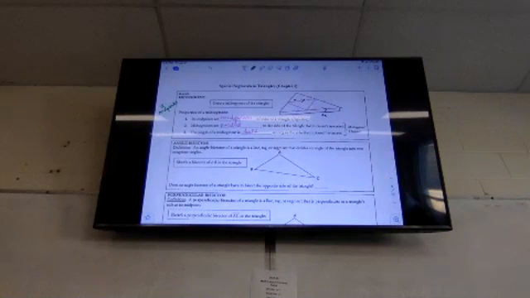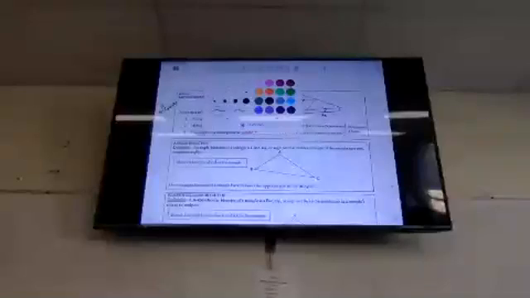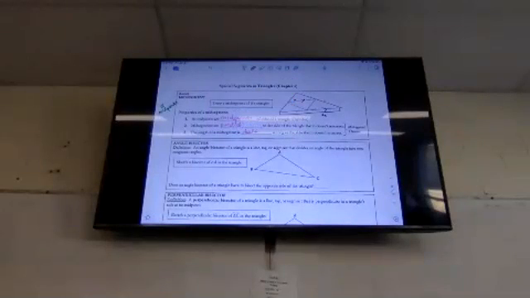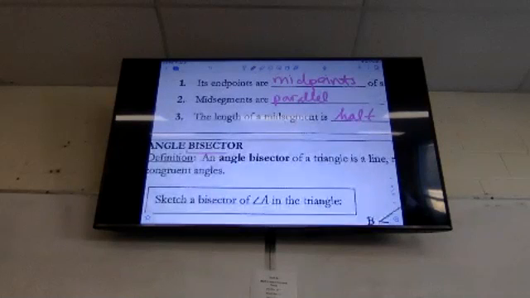Okay, the next one is an angle bisector. Do you remember what a bisector is? Something bisects into 2 equal parts. Yes, it cuts it into 2 equal pieces, 2 congruent parts or pieces. So an angle bisector bisects an angle. It cuts an angle into 2 congruent parts.